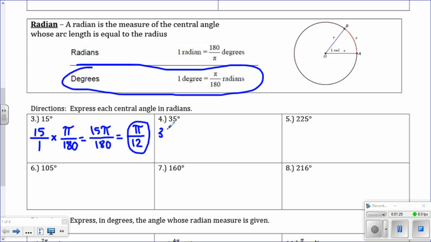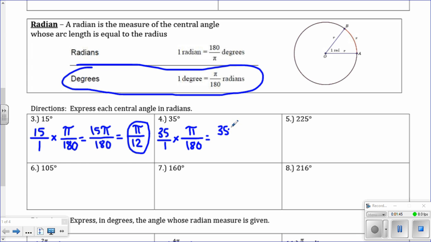So again, get your central angle, okay? Do whatever you have to do, use a formula, get that central angle. Again, go to degrees on the reference sheet. You're going to multiply by pi over 180. Okay, you're just going to make it into one fraction and then reduce the fraction down.